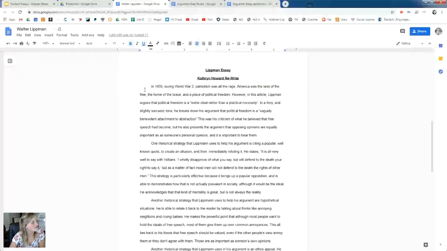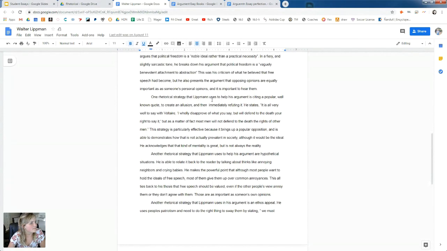In a fiery and slightly sarcastic tone, he breaks down his argument that political freedom is a vaguely benevolent attachment to abstraction. This was his criticism of what he believed that free speech had become. But he also presents the argument that opposing opinions are equally important as someone's personal opinions, and it is important to hear them. One rhetorical strategy that Lippmann uses to help his argument is citing a popular, well-known quote to create an illusion, and then immediately refuting it.